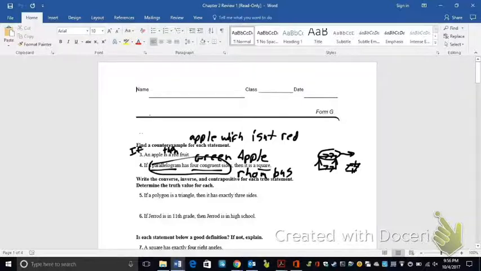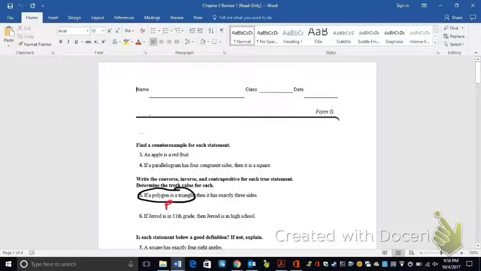So, for number 5, we're given a conditional. Now remember, a conditional has a hypothesis and a conclusion. So it's that if-then part. And so again, I'm going to color code it. The hypothesis is red. The conclusion is blue. So we're then asked to write the converse, inverse, and contrapositive for each true statement. Determine the truth value for each.